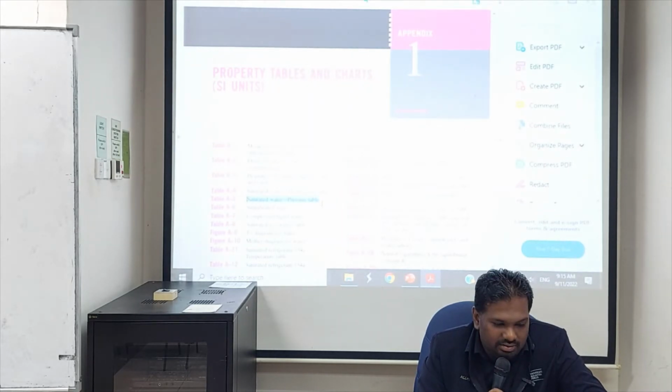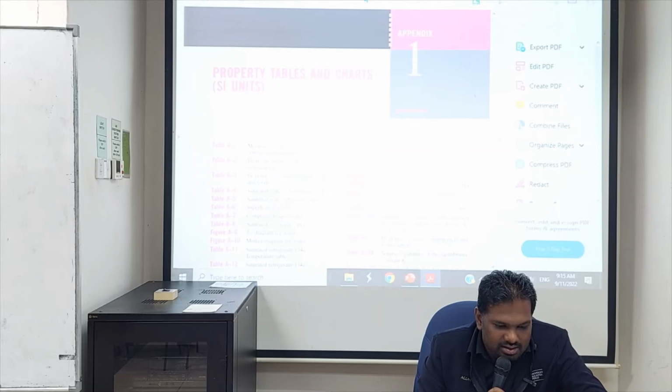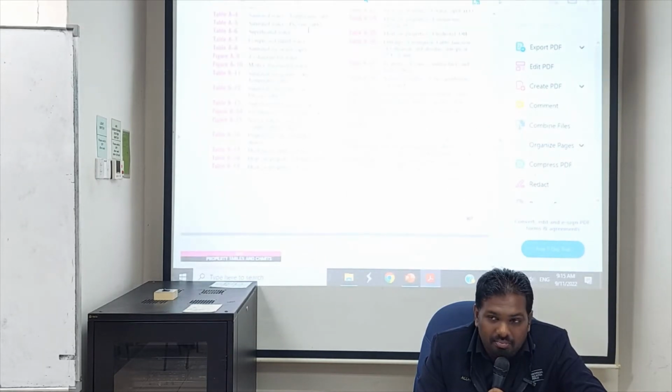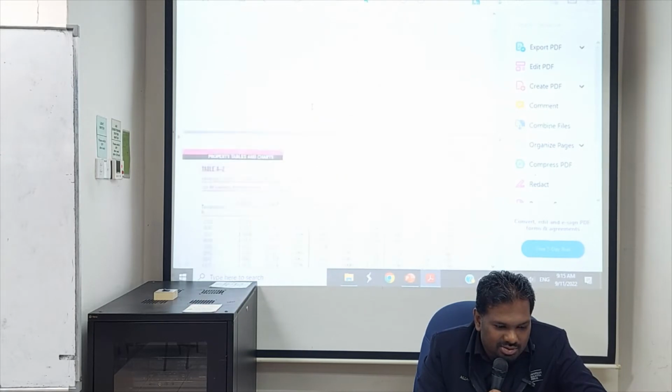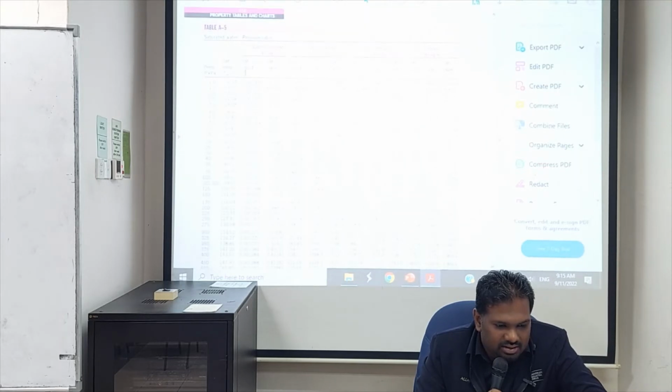So there are two saturated water tables. If the temperature is given, use A4. If the pressure is given, use A5. Okay, so go to table A5 because pressure is given. Pressure is 0.1 million Pascal. So go to table A5. So A4, A5. So you can see here pressure is given.